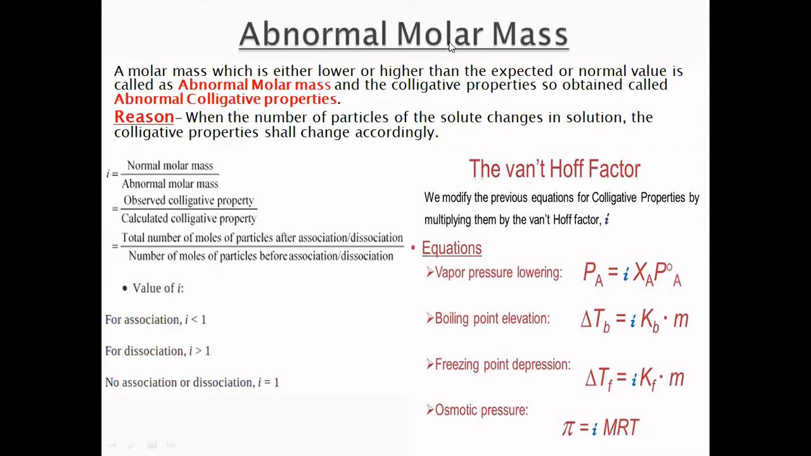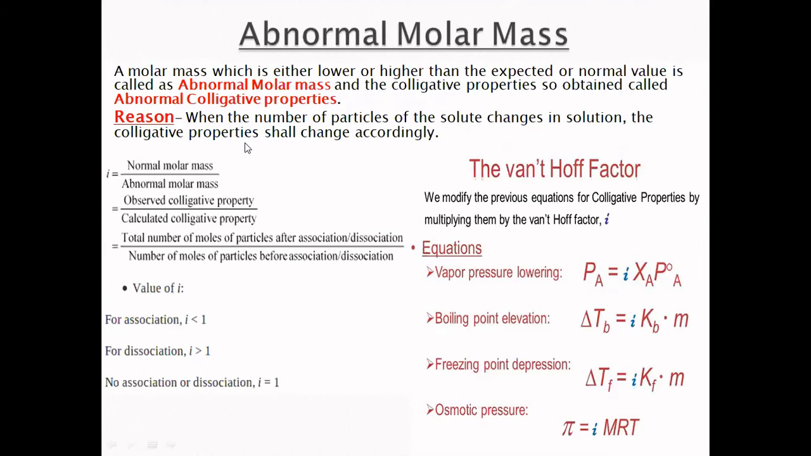But when do we get abnormal molar mass and why do we get it? So far, the solutions we have seen contain solutes which are non-volatile, I mean, they are not going to dissociate or associate in the solution. But if we come across solutes which either associate or dissociate in the solvent, in that condition the number of particles may change. Colligative properties depend only on the number of solute particles. So when the number of solute particles changes in the solution, the colligative properties shall change accordingly.